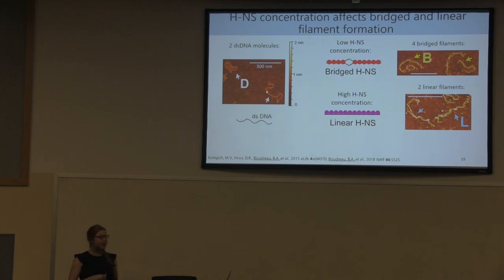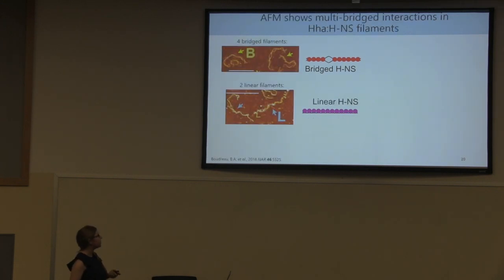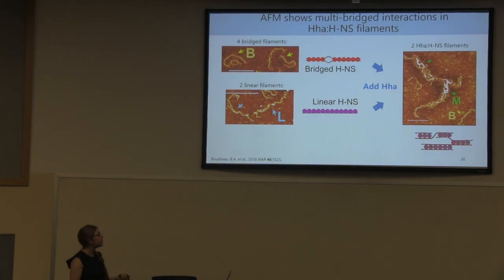So we could form these two different H&S filaments by varying the H&S concentration, and I wanted to know if either of these filament conformations were present when I added HHA to these H&S filaments. So here are my H&S filaments again. And so if I added HHA to either of these filaments, I observed a variety of different molecules, including this one, showing as an example. And this molecule is quite large and very high off of the surface. And so if you just compare these scale bars, which are all the same length, the HHA H&S is much larger than these filaments over here. And in addition, a little bridge filament landed over here next to my HHA H&S filament, so you can even see in one image how much bigger this HHA H&S filament is.